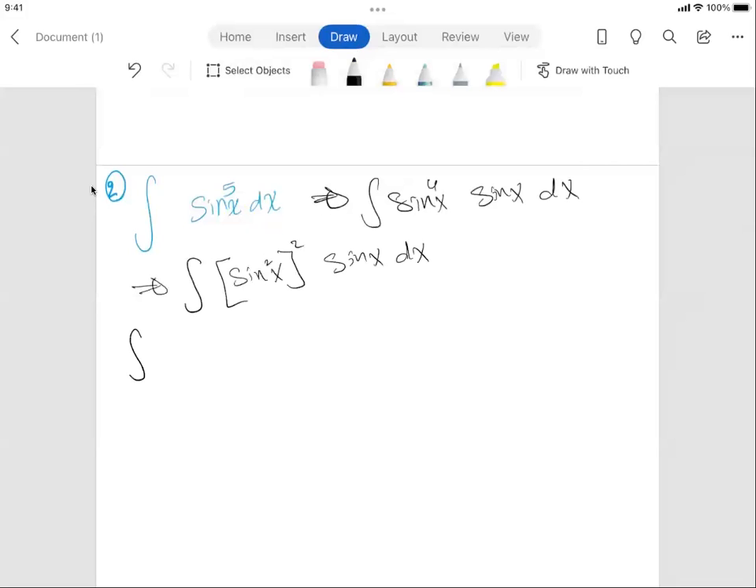Now I'm going to use the correct identity, which is simply 1 minus cosine squared of x, and the whole thing is squared, and sine of x dx. As you can see now, this term only has cosine, and the derivative of cosine is negative sine. So let's continue.